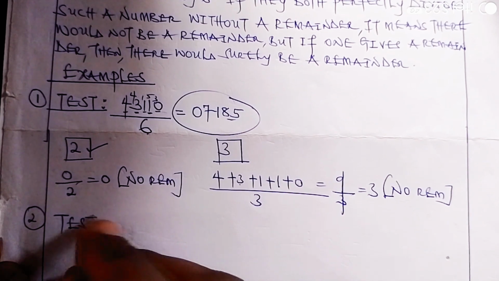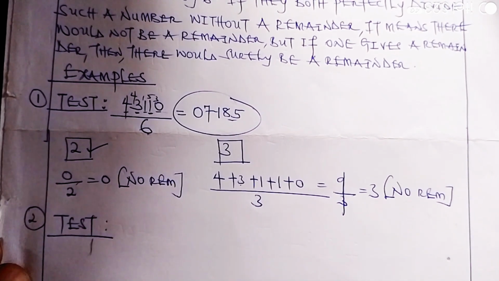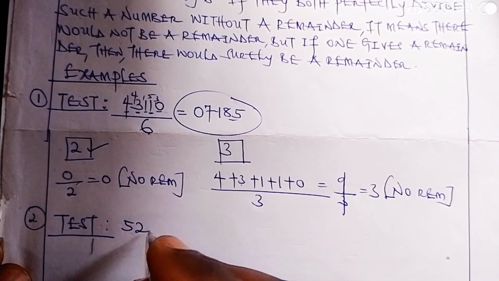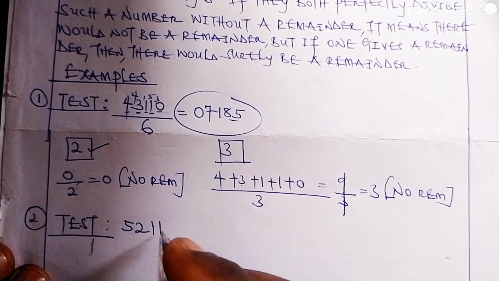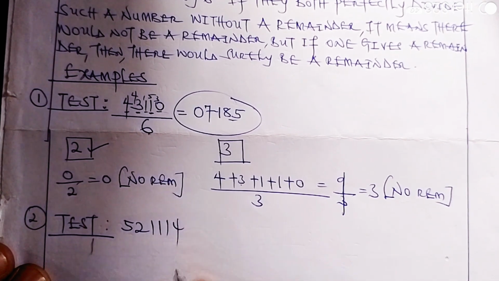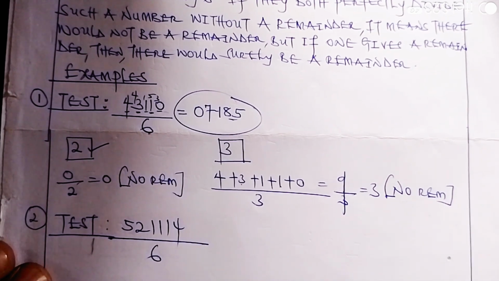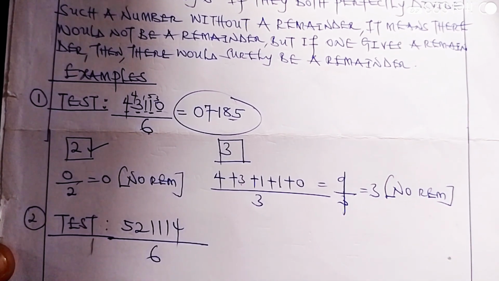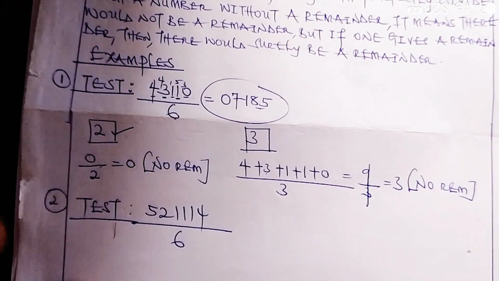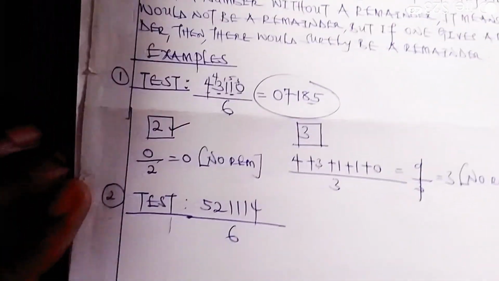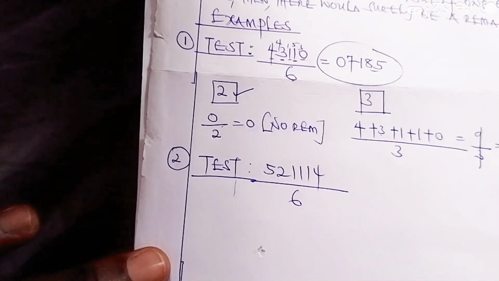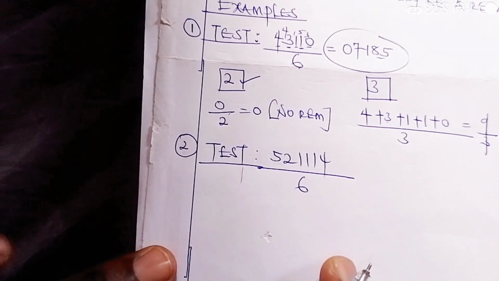Test or prove: 521,114 divided by 6. So how do we get to know if there will be a remainder when 6 divides this given number? How do we tell if there will be a remainder when 6 divides this very given number?